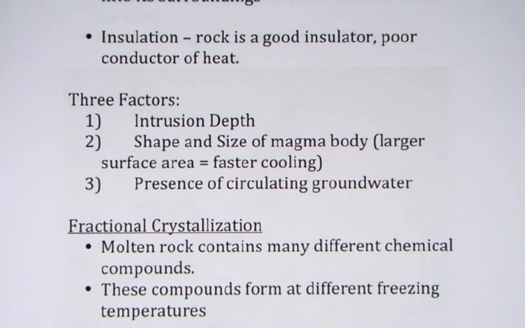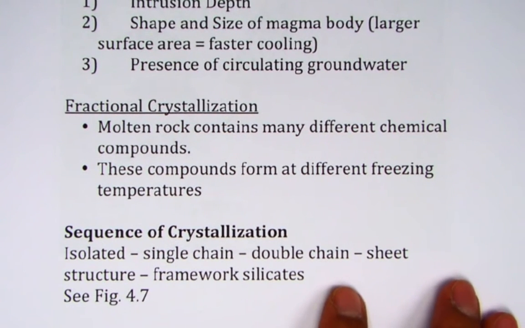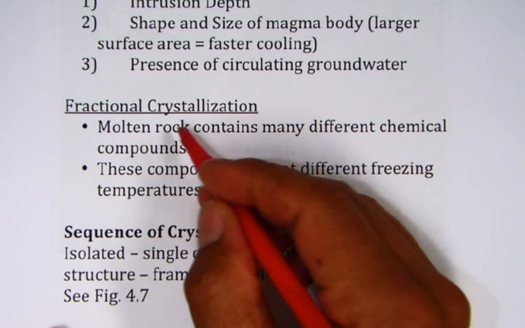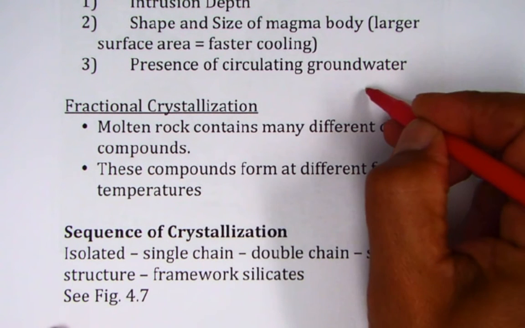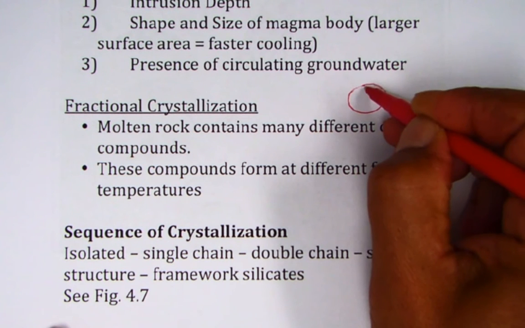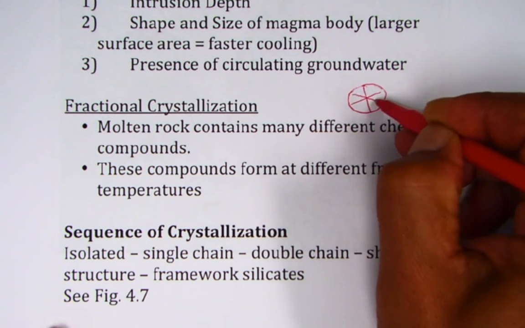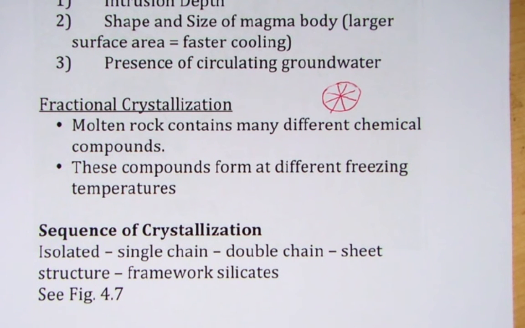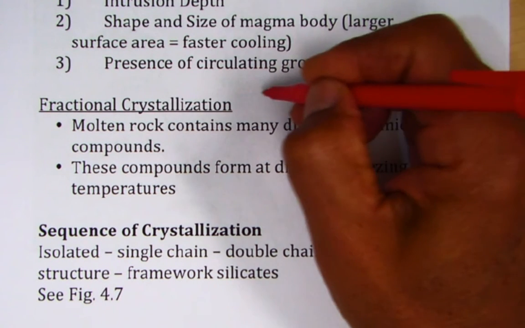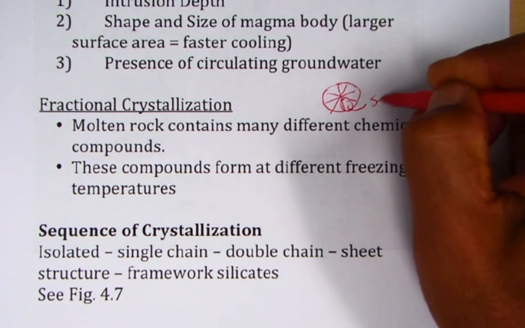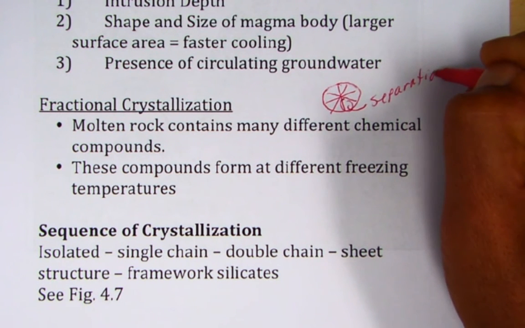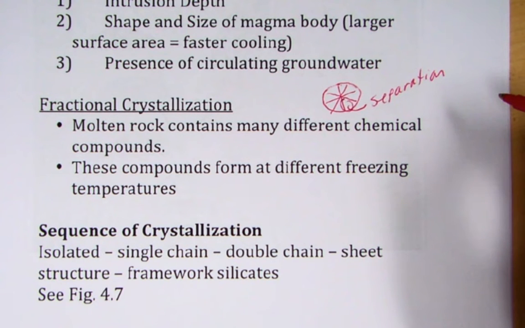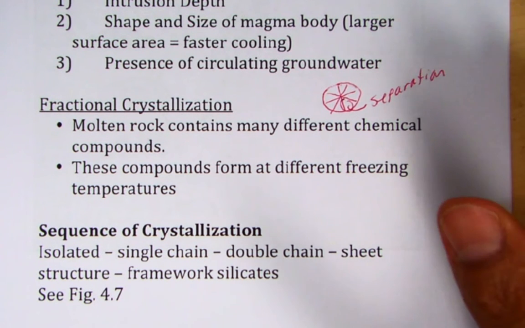Now the next part deals with this idea of fractional crystallization. The key thing I want you to point out with fractional crystallization is if you have a pie, you're going to cut the pie into different segments. When I cut the pie into segments, that's called fractionation. Basically think about fractional crystallization as a separation, because if I take one of these pieces out, it's a separation. In other words, I'm removing components from the original magma in this case.